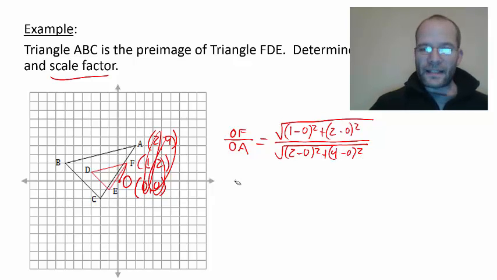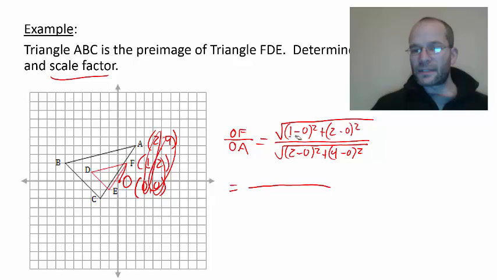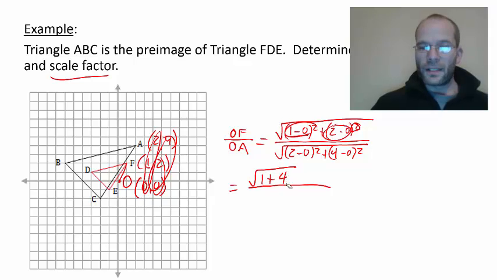Okay, simplifying that all up a little bit. In the numerator, we have 1 minus 0, which is 1 squared, that's 1. And we have 2 minus 0, which is 2. Squared is 4. And then in the denominator, we have 2 minus 0, which is 2. Squared is 4. Plus 4 minus 0, which is 4. Squared is 16. So we end up with the square root of 5 divided by the square root of 20.